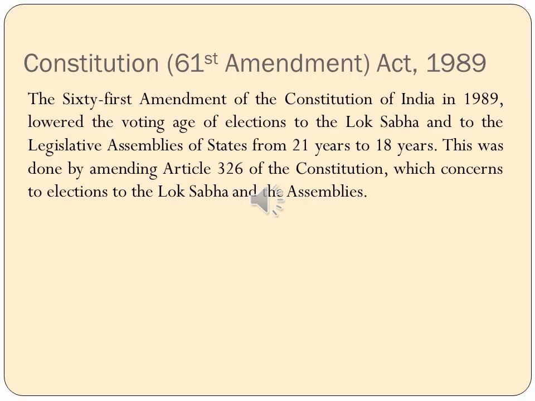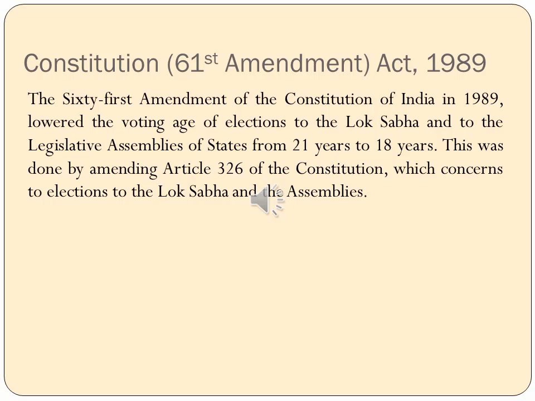Next is the Constitution's 61st Amendment Act that happened in the year 1989. So the 61st Amendment of the Constitution of India happened in the year 1989, and this lowered the voting age of all the citizens from 21 years to 18 years.